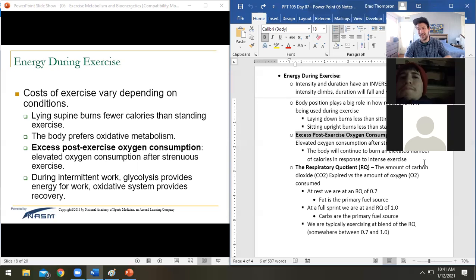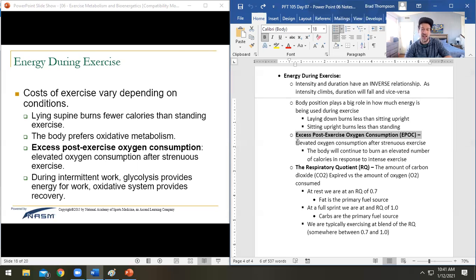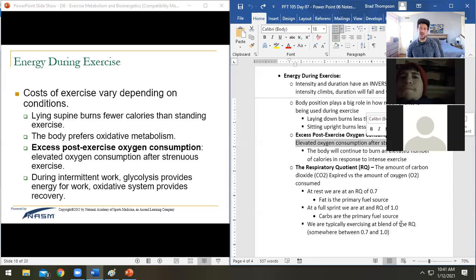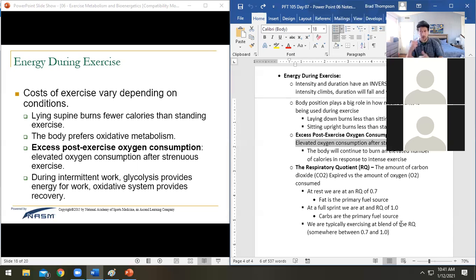What EPOC is, it's kind of a concept. It's an elevated oxygen consumption after strenuous exercise. So Kenny, did you notice after yesterday that you didn't really struggle with being cold for the rest of the day? Correct. Yeah, I was warm. I think I felt warm with the workout. Yeah. So your blood was pumping like crazy.